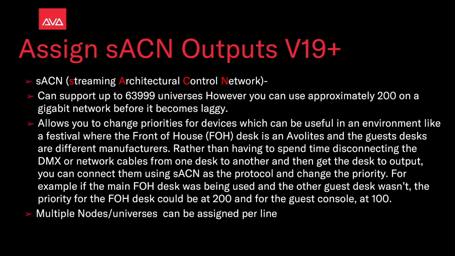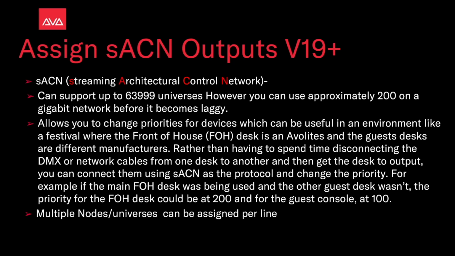Streaming ACN allows you to change the priorities for devices, which can be useful in environments like a festival, where the front of house desk, or FOH, is an Avolites, and the guest desks are different manufacturers. Rather than having to spend time disconnecting the DMX or network cables from one desk to another to get the desk to output, you connect them all using Streaming ACN as a protocol and change the priority. For example, if the main FOH desk was being used and the other guest desk wasn't, the priority for the front of house desk can be set at 200, which is the maximum, and the guest console at 100, which is the default. This means that the nodes will listen to the one with the highest priority number. See our video on Streaming ACN merge priorities for more information on this.